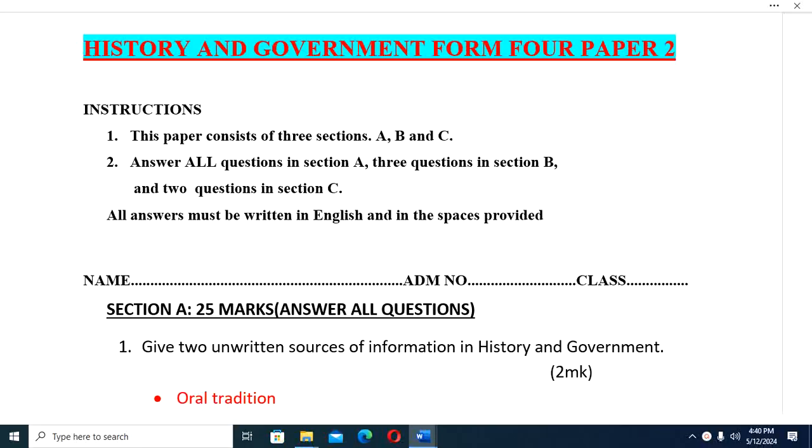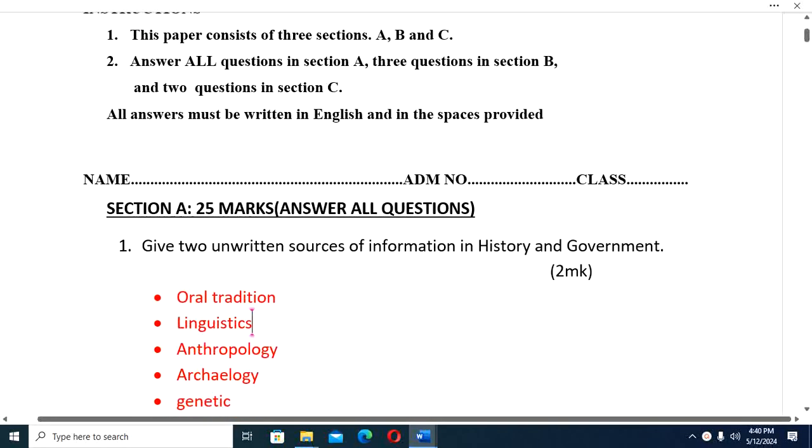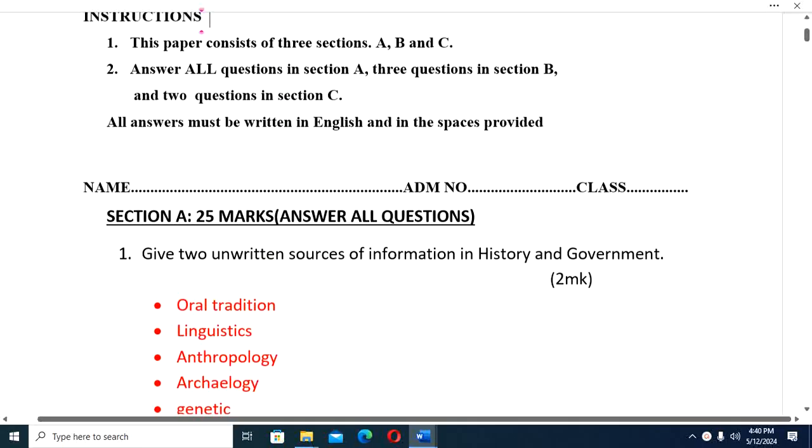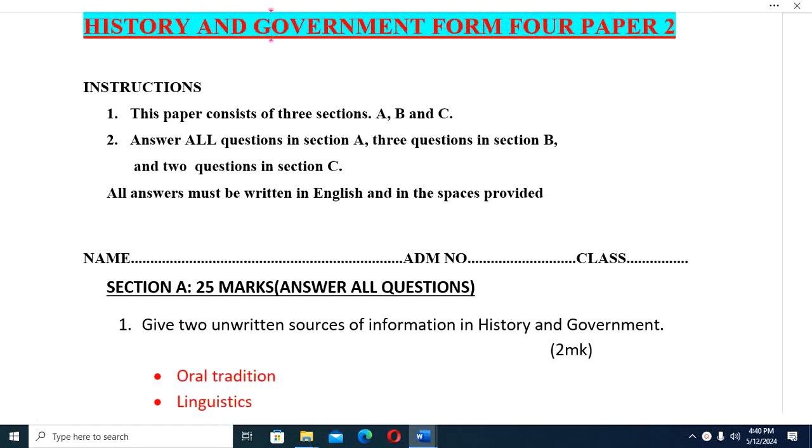Today we are looking at history and government, and this one is paper 2. This one is a complete exam, and this one is out of 100 marks. Just as you know, history has two papers, paper 1 and paper 2. Paper 1 is Kenyan history, paper 2 is world history. So this one is paper 2 world history, and this one is very simple.